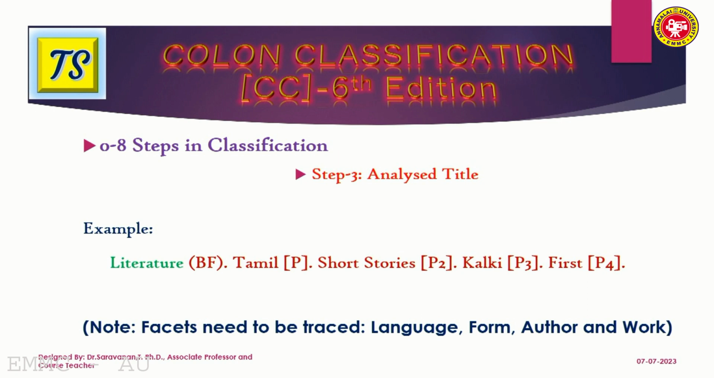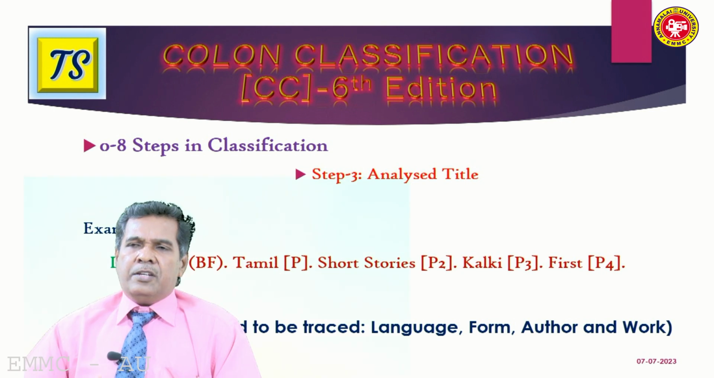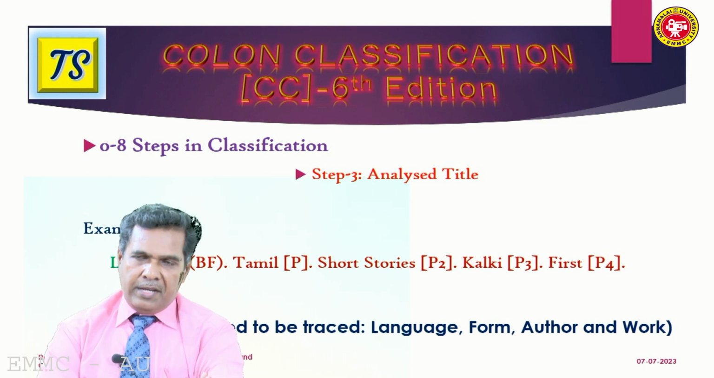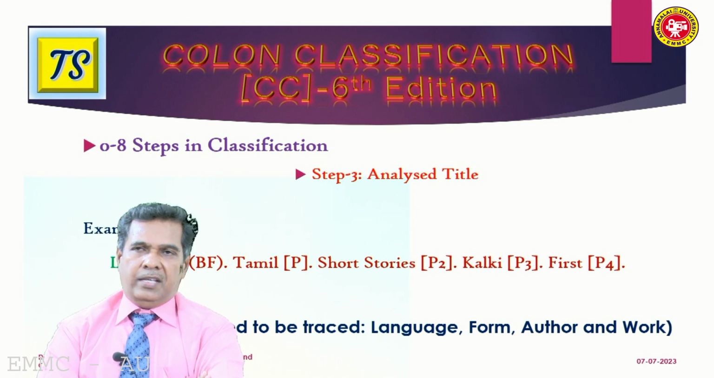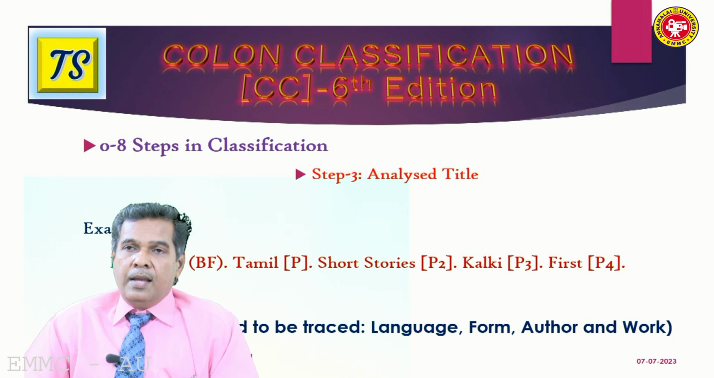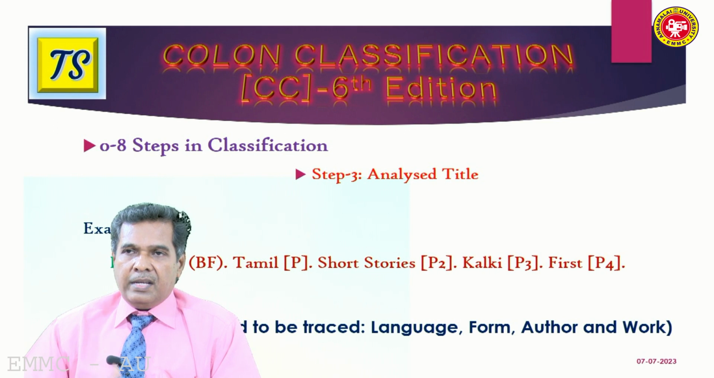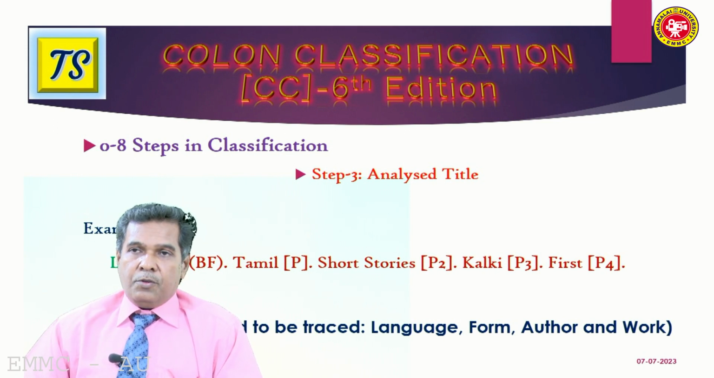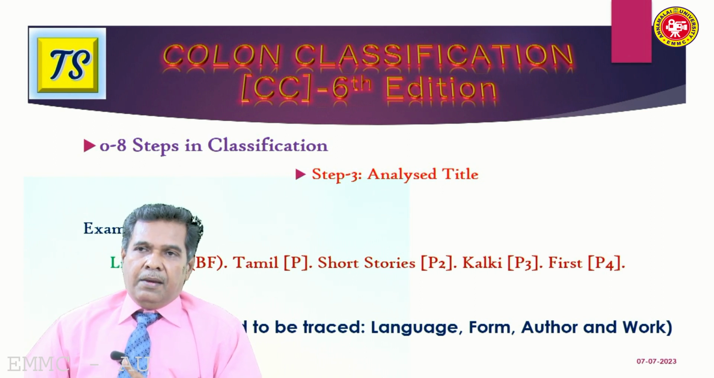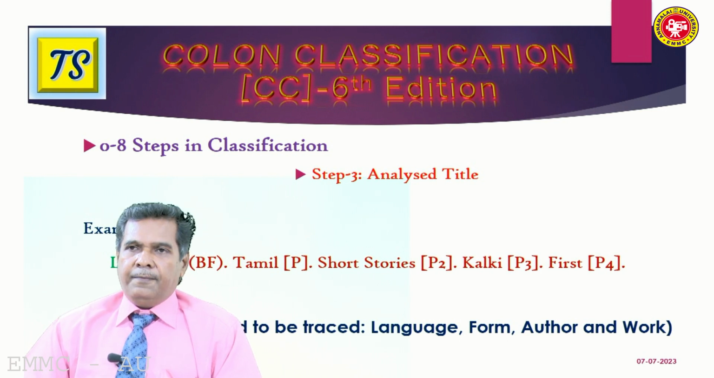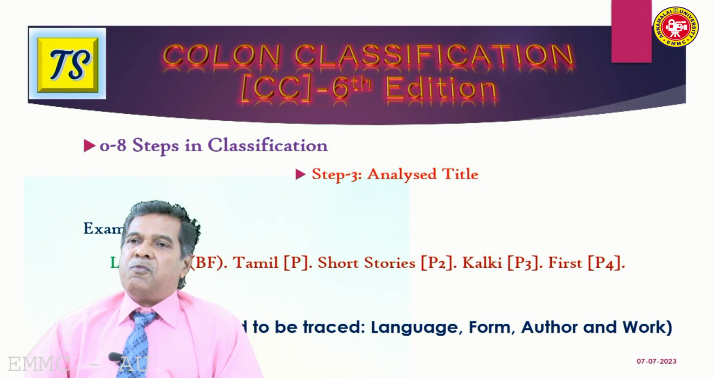Since this document is related to literature, four personality facets need to be traced. If you go through the postulates of rounds and levels, you might have studied the rounds and levels of various facets. The personality facet falls under round 1, with levels 1 to 4: P1, P2, P3, P4. The 1, 2, 3, 4 refer to four levels. So, for literature you must use the four levels. See, the language, form, author and work facets need to be traced. In the analyze part, step 3, you must trace the language, form, author and work of the document.